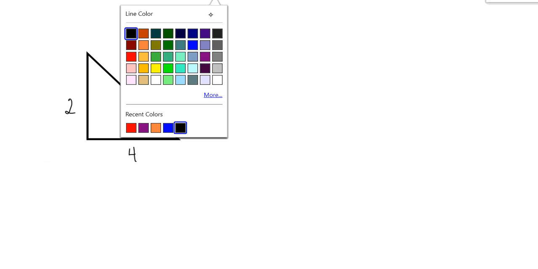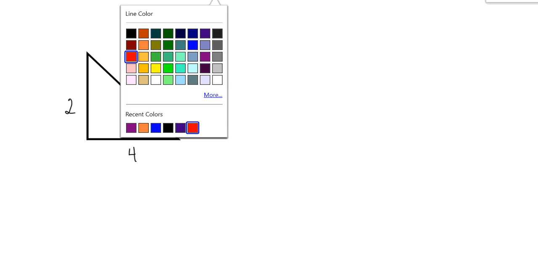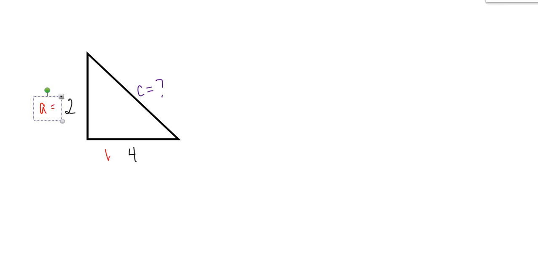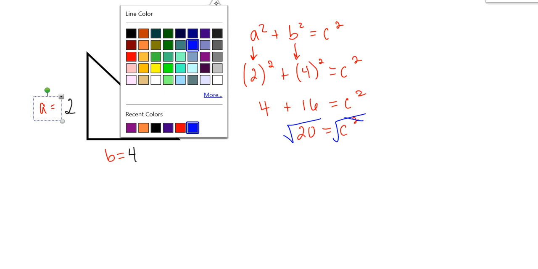Okay, now this example right here, same idea. We've got to find this guy. We've got our two legs here. Same formula, A, B, C, right? A squared plus B squared equals C squared. Plugging in 2 and 4. Okay, calculator. 20. Do that whole square rooty thing to cancel that. Got to do both sides.